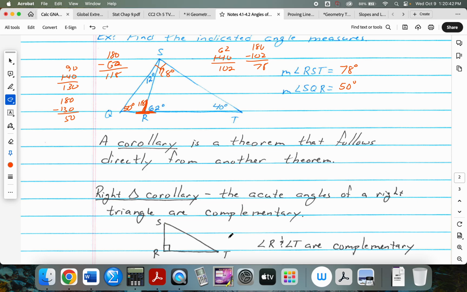And this shouldn't say angle R and angle T are supplementary. I gotta fix that one of these days. Should be angle S and angle T are complementary. Please make that change.